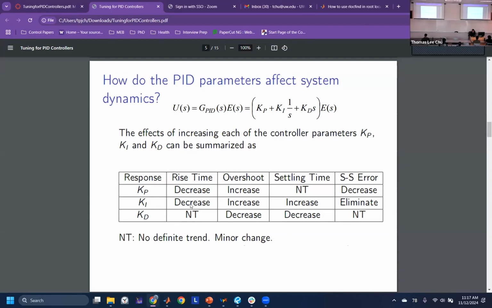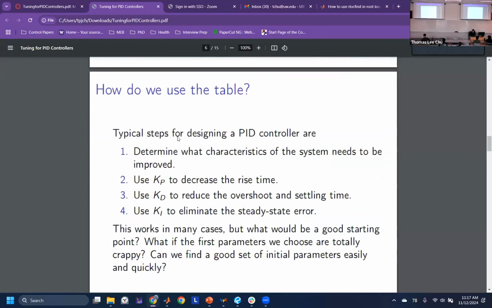But then for KI here, you can see our rise time is decreased, overshoot is increased, settling time is increased, probably something you notice in PID. And then steady state error is eliminated. So this is a really nifty little graph that summarizes it.